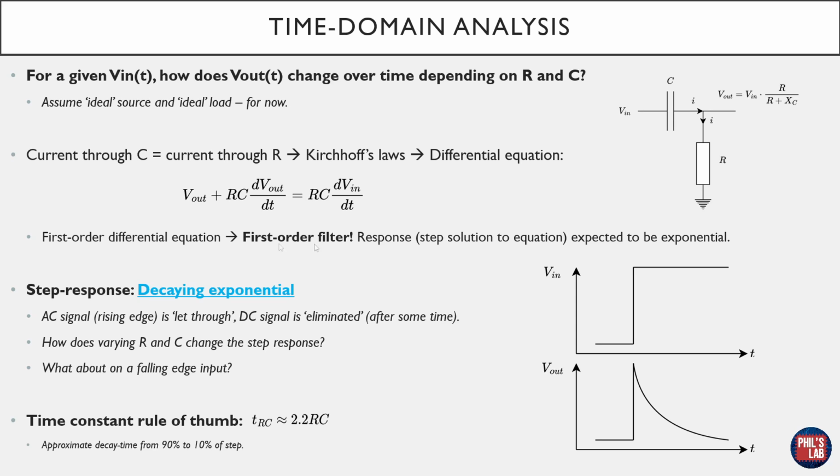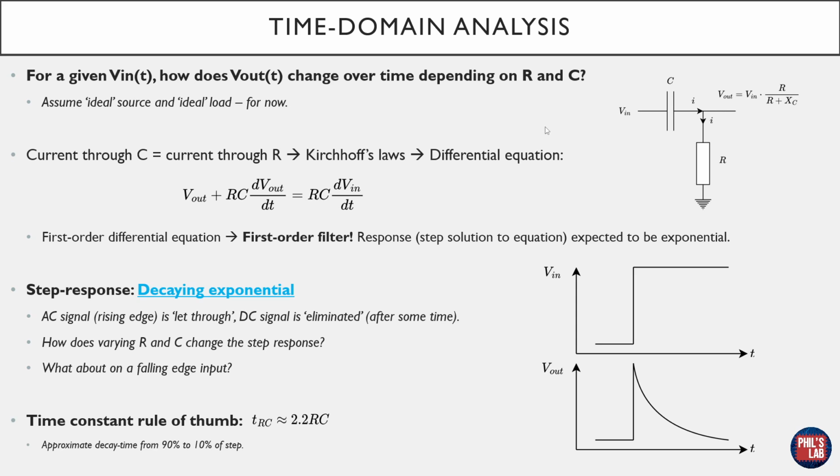Already from this differential equation, we can see we only get an output voltage if we have a change in input voltage over time, which hints that for a DC input, we don't get any output, or 0-volt output, and only for AC signals will we get some sort of voltage at the output, again indicating that this is a high-pass filter. This differential equation is a first-order differential equation, and this means we also have a first-order filter. We simply have one reactive element, which is our C here, so this is what we expect.